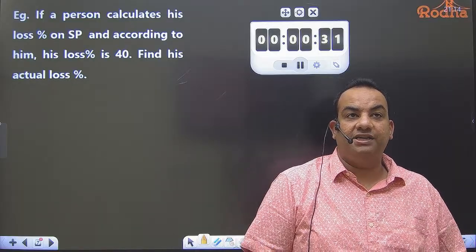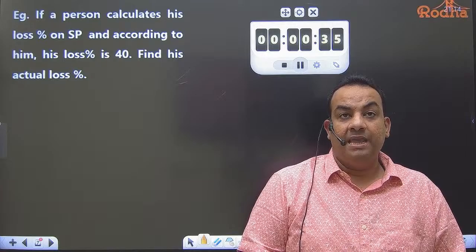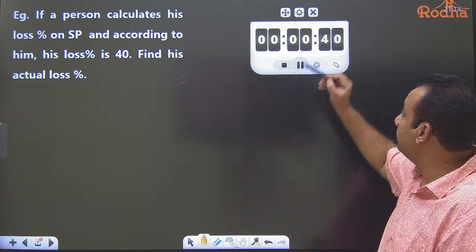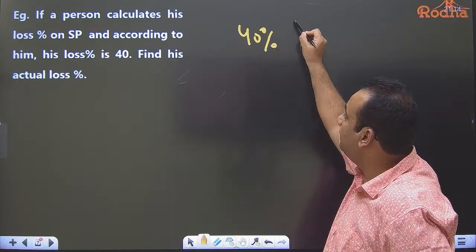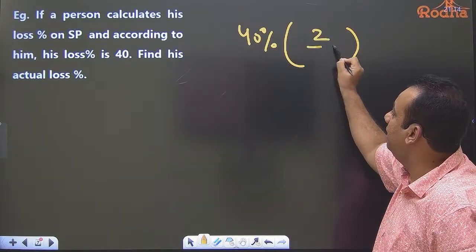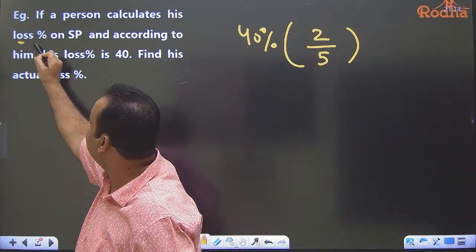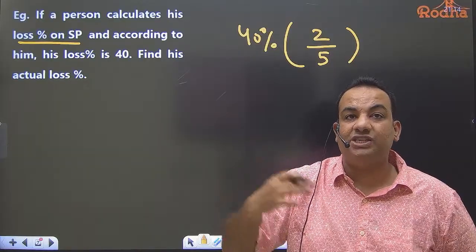In this question, it is given that a person calculates his loss percentage on selling price. And according to him, his loss percentage is 40. Find his actual loss percent. See, he is saying that his loss is 40%. 40% is what? 40 upon 100, which is 2 by 5. Here, the most important point is he is calculating his loss percentage on selling price. So, he is assuming the base to be selling price.